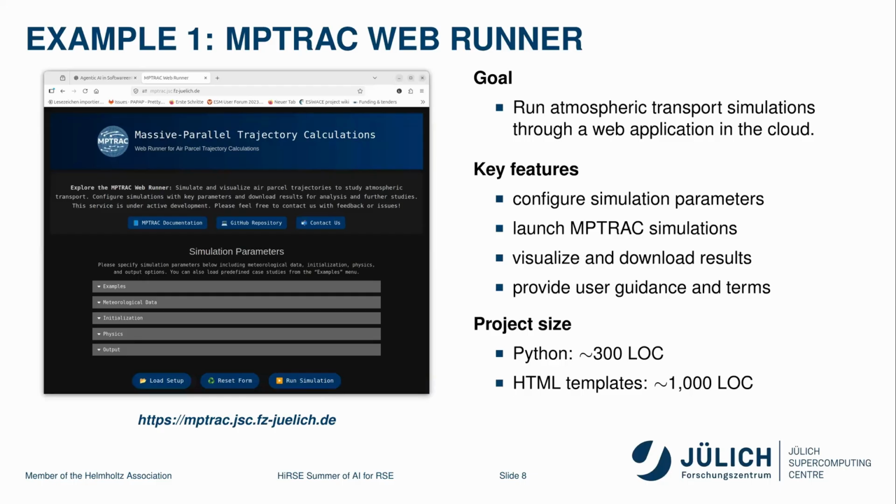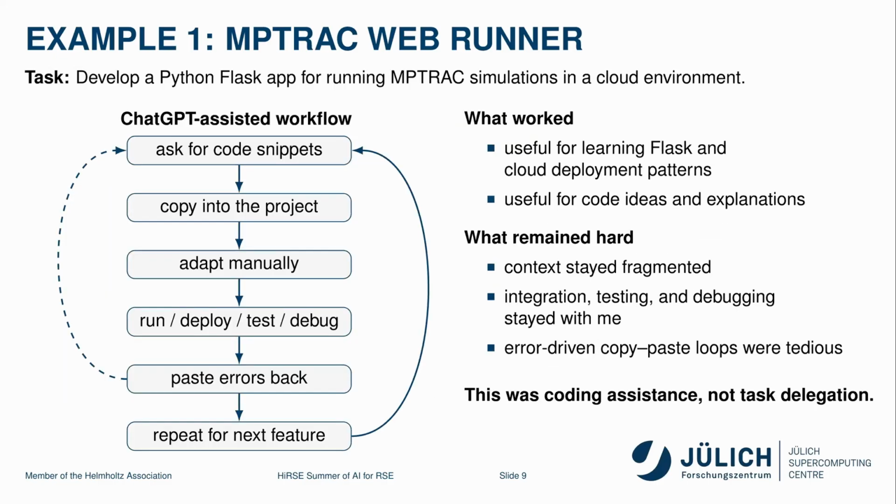So to give you some idea of the project size, this is about 300 lines of code in Python, so it's a rather small project. We have another 1,000 lines of code of HTML templates. So the task was set to develop a Python Flask app for running MP-Track simulations in a cloud environment.